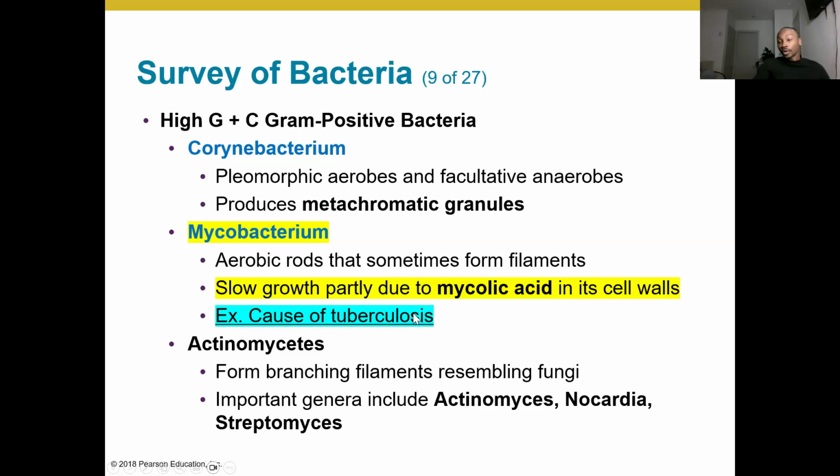It causes tuberculosis. Don't get Mycobacterium mixed up with Mycoplasma. Mycoplasma don't have a cell wall. Mycobacterium have mycolic acid in their cell wall that makes them grow slowly, and species of Mycobacterium cause tuberculosis.